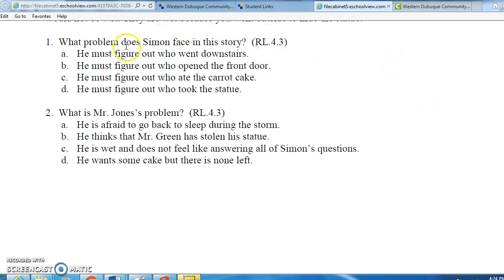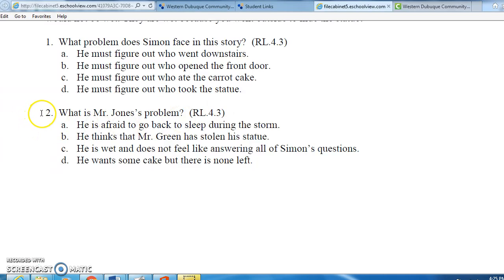Question number 1. What problem does Simon face in this story? A. He must figure out who went downstairs. B. He must figure out who opened the front door. C. He must figure out who ate the carrot cake. Or D. He must figure out who took the statue. Please pause the video to look back at this passage and then answer the best way that you can.